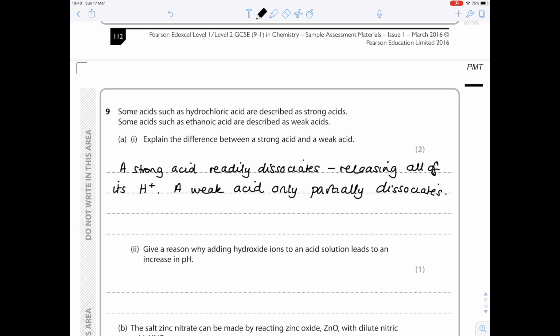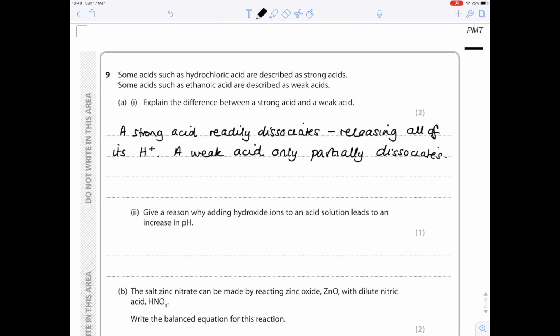Give a reason why adding hydroxide ions to an acid solution leads to an increase in pH. And what you find is the hydroxide ions react with the hydrogen ions, thereby reducing the hydrogen ion concentration. And if you have fewer hydrogen ions, then you have an increased pH.